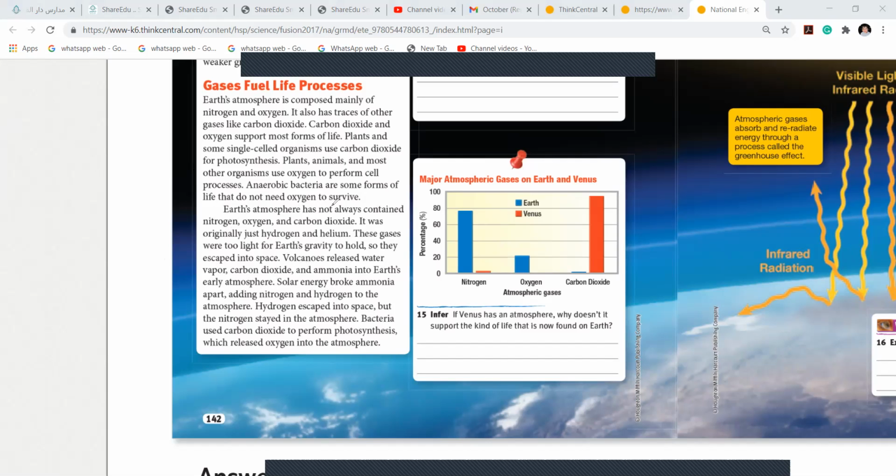Why did helium and hydrogen escape into space? Because they are very light. But nitrogen stayed. How much percentage did I tell you for nitrogen? 78%, not 98, 78%. Bacteria use carbon dioxide for photosynthesis. Something which makes its own food takes carbon dioxide and releases oxygen into the air.